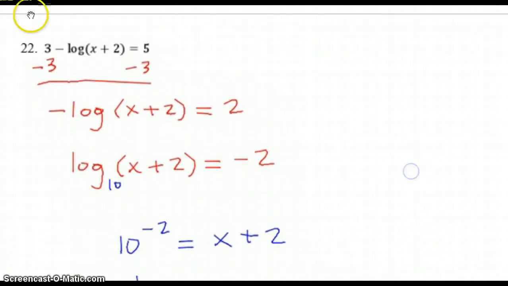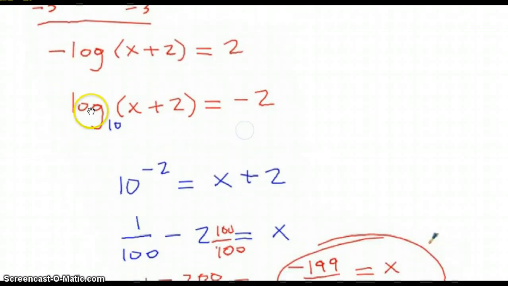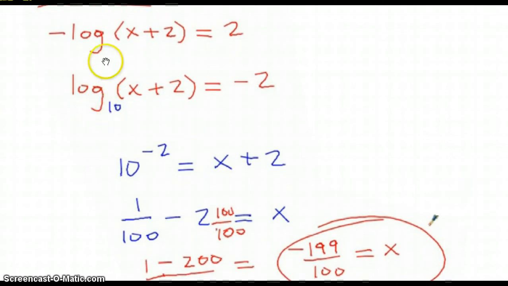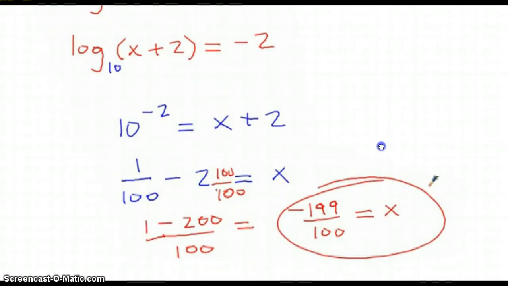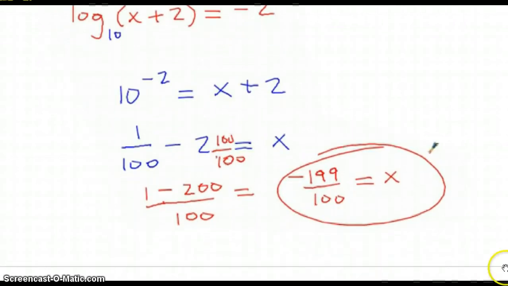Alright, so this one here we have to figure out what x is equal to with this logarithmic equation. And so the first thing that I'm looking to do is to isolate the log. So I subtract 3 and then divide by a negative to give this logarithmic equation. Once the log is isolated, we can convert into an exponential equation. And when there's no base written, it's a base of 10. And 10 to the negative 2 is equal to this quantity here, x plus 2. And then it's a matter of just solving for x using our algebra skills.